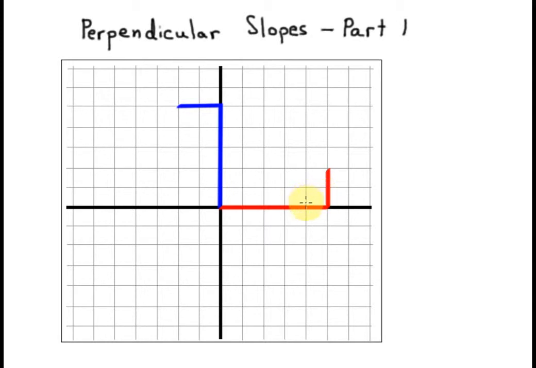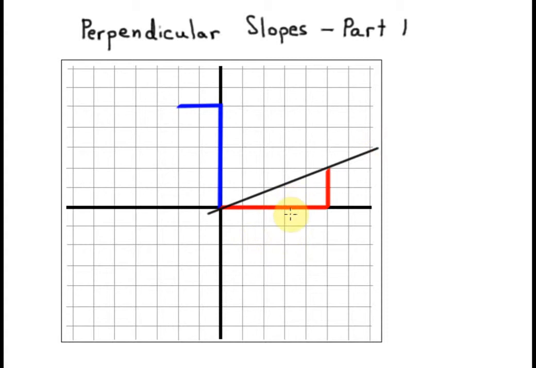Today we're going to look at perpendicular slopes. So I've pulled a grid up here and I've got some different colored lines, and what I'm going to do is analyze some slopes. So let's first of all draw a line that goes from the origin through this point over here. So that line would look something like this.